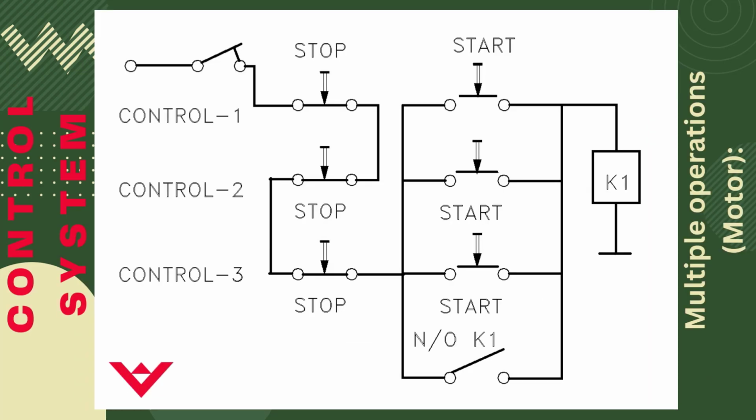Sample drawing of multiple operations for motor given for reference. This system has multiple on/off push switches with single latch contact operating with a single contactor. This circuit has single main off contact to disconnect all controls.